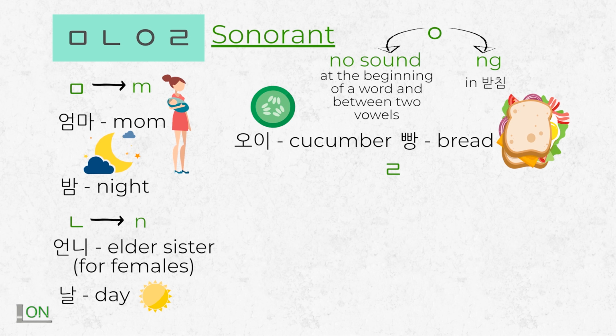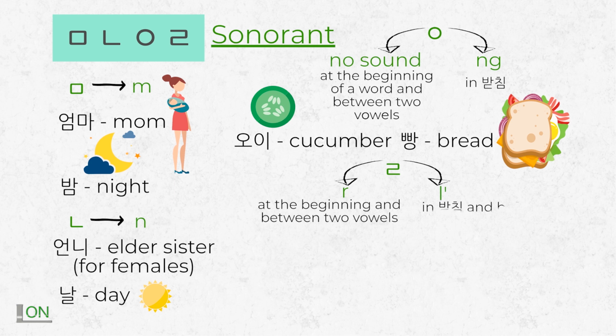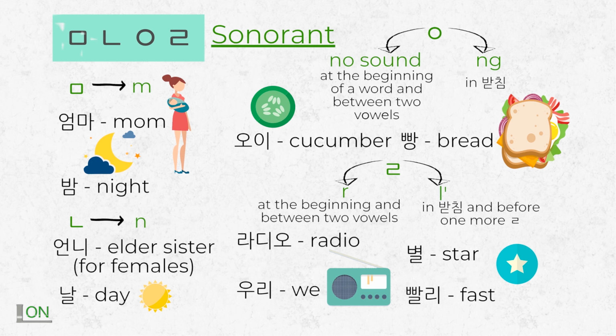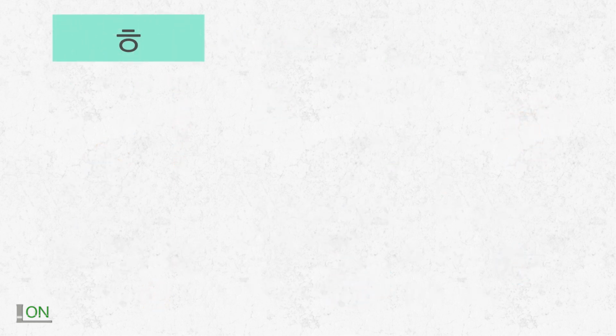R has two ways of pronunciation. It's r and l. R we pronounce when this letter stands at the beginning and between two vowels. And l we pronounce when this letter stands in 받침 and before one more r. For example, radio, 우리, we, 별, star, 빨리, fast.